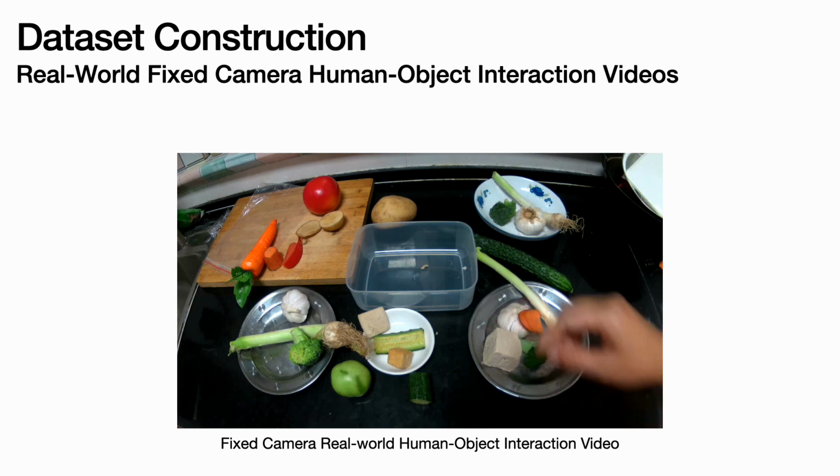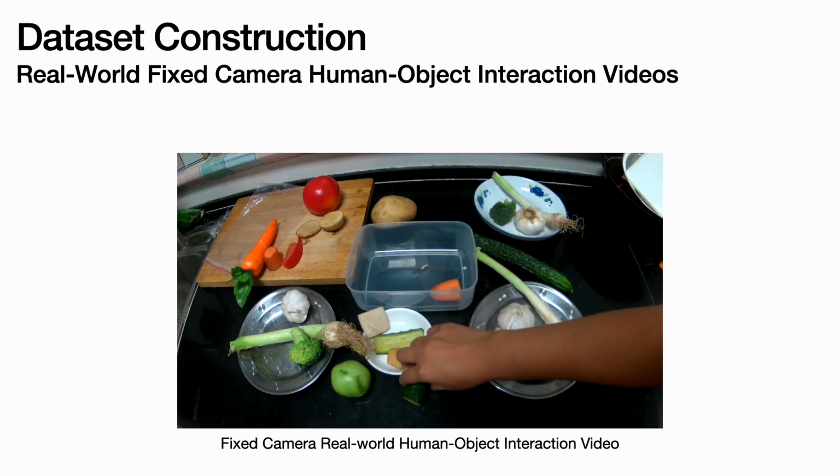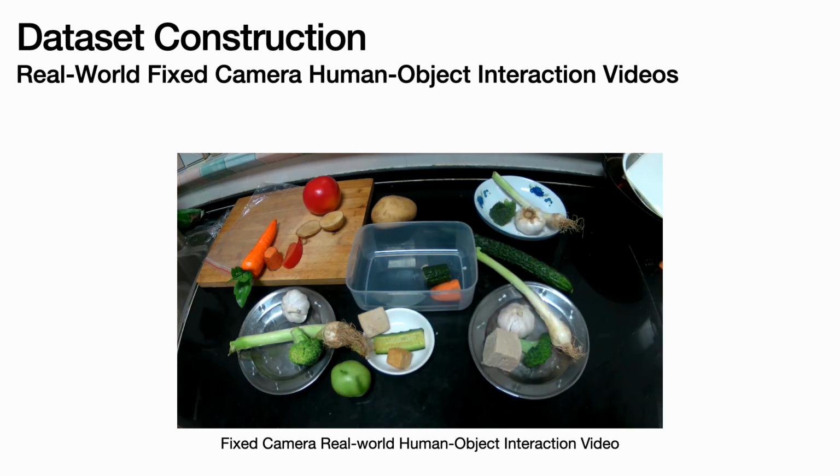We use fixed-camera real-world human-object interaction videos. In this setting, the camera does not move during the interaction. This fixed viewpoint makes it possible to construct an aligned static scene video without requiring a full 3D reconstruction.